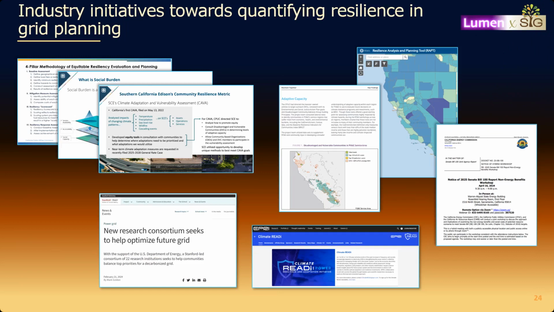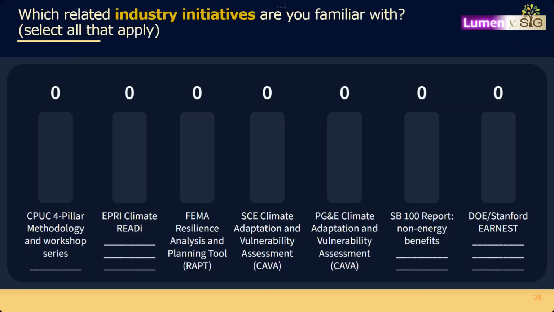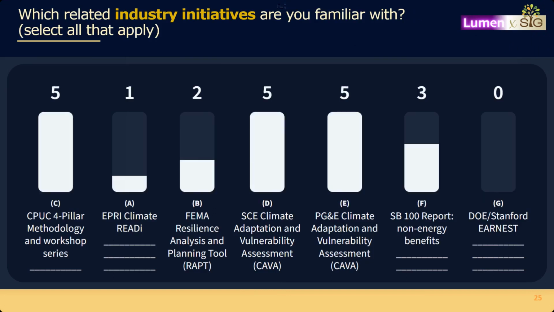So if you go back to your browser, I'm going to activate a third poll, asking what related industry initiatives are you familiar with? We've got a list here. Select all that apply. We've got the CPUC's four-pillar methodology and workshop series, which Roseanne provided an overview of at the beginning of this presentation. If you've heard of the EPRI Climate Ready initiative, check that box. FEMA has a resilience analysis and planning tool called WRAPT. If you're familiar with that, check that.